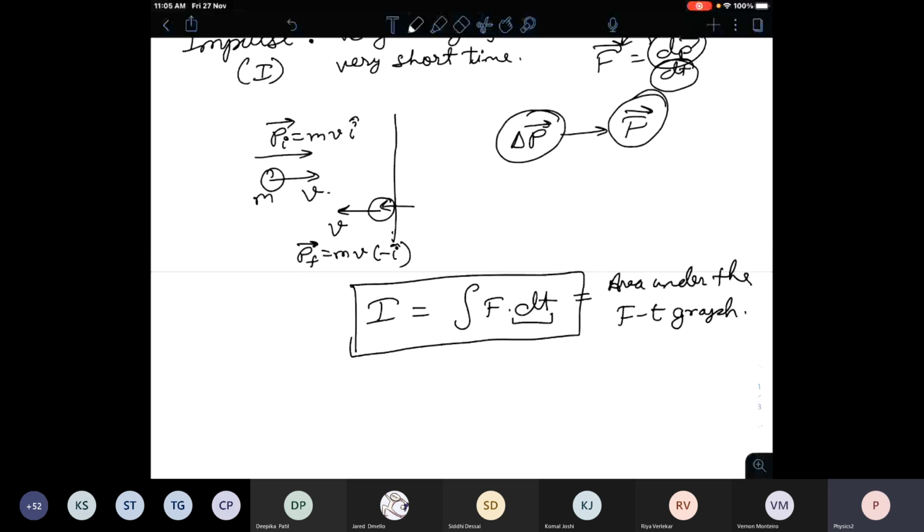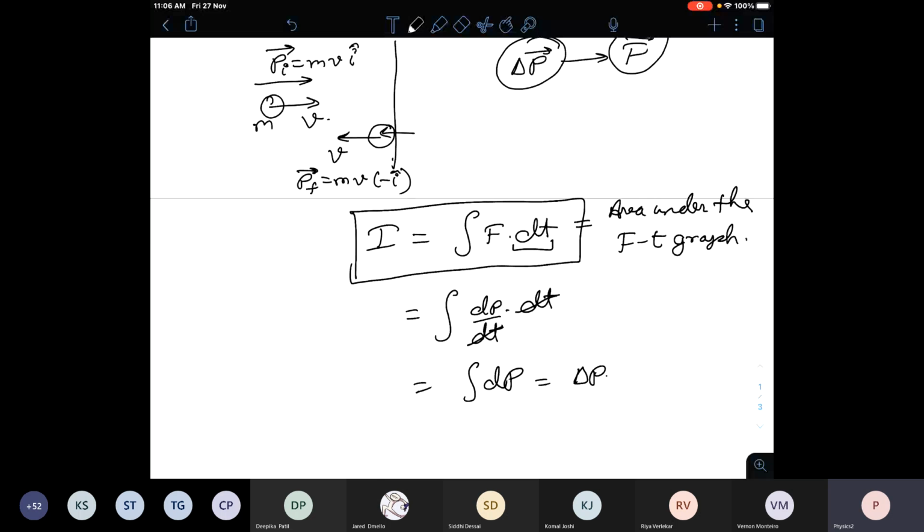Also, let's see, force can be written as dp by dt. And it is multiplied with dt, so you can say that dt is getting cancelled. So this becomes integration dp. If you integrate dp, it will come out to be delta p, the change in momentum. Because there will be some initial momentum and some final momentum as the limits. So when you replace those limits, it becomes p final minus p initial, which is the change in momentum.